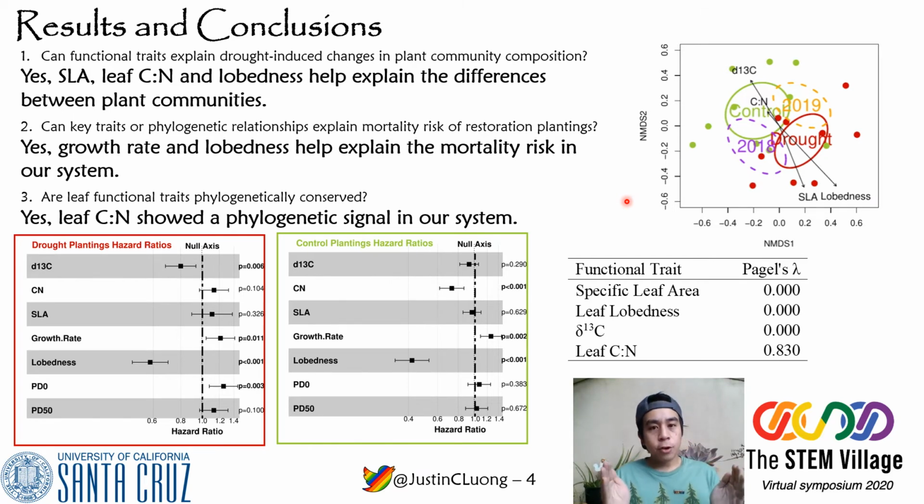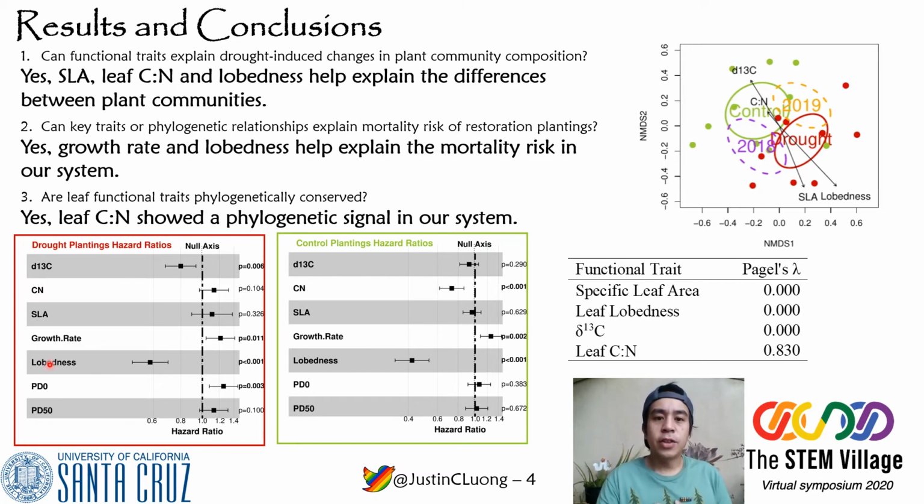Ellipses represent the average distribution of each plant community grouping, and abundance-weighted community trait values of leaf lobeness, specific leaf area, and leaf carbon-nitrogen ratios were significant in explaining the variance we found between the treatments. Directions of the arrows represent where the traits were the greatest, except for delta carbon-13, which was not a significant predictor. We found the traits underlying plant community difference were also important for explaining planting mortality risk.